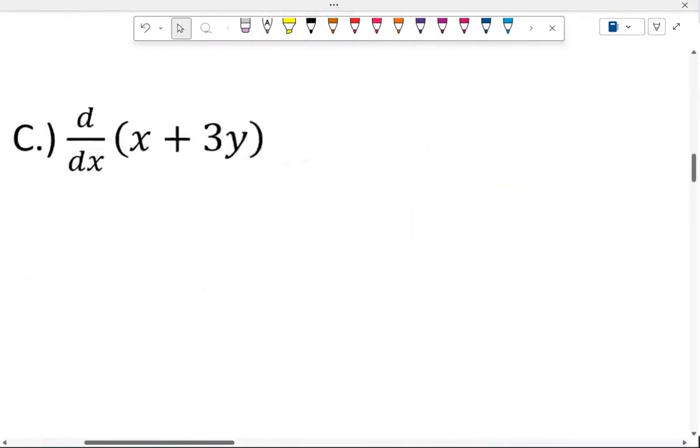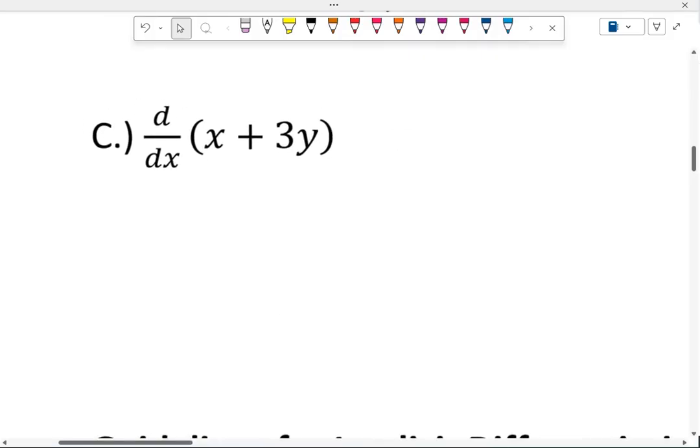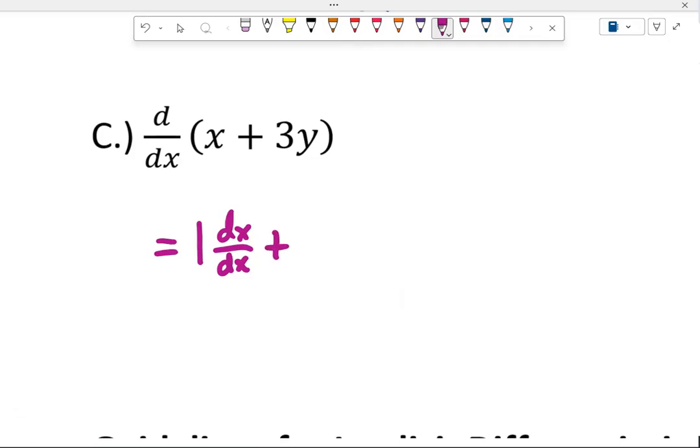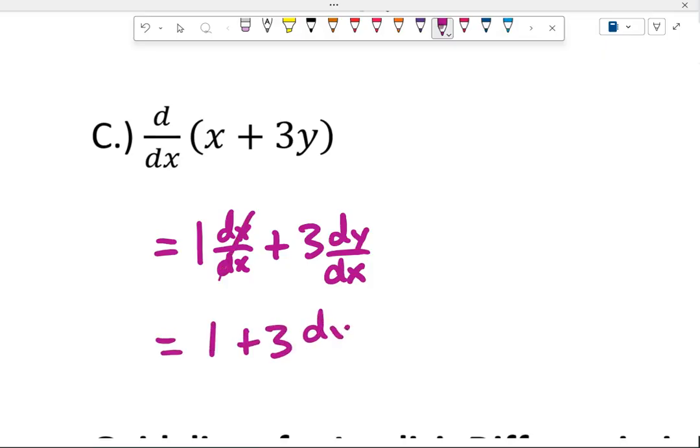Let's go down to this one. So what would be the derivative of this? We have x plus 3y. Start it out. What's the derivative of x? 1. And I'm going to just write dx over dx for right now. Do we really need it? No, because it's equal to 1, but we're doing it to be able to see what's going on. So 1 dx over dx plus, what's the derivative of 3y? 3 times dy over dx. But since that cancels out to 1, it's just 1 plus 3 dy dx.